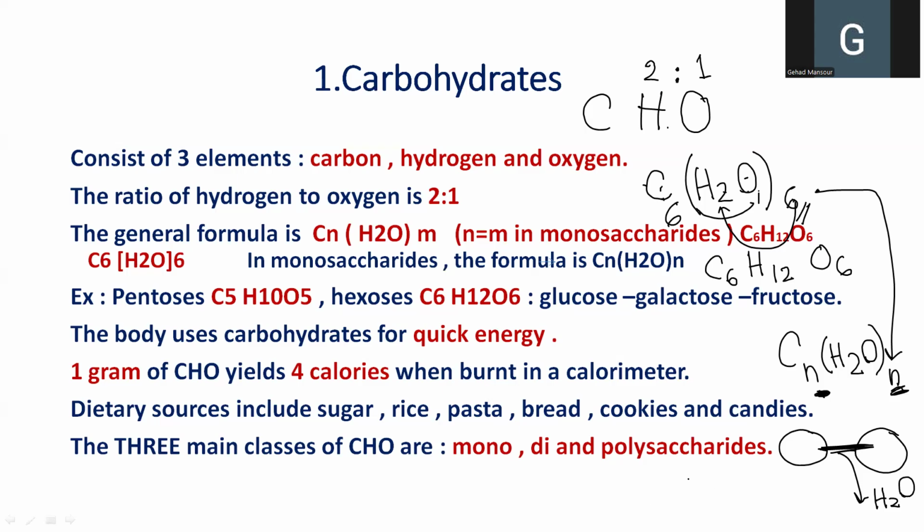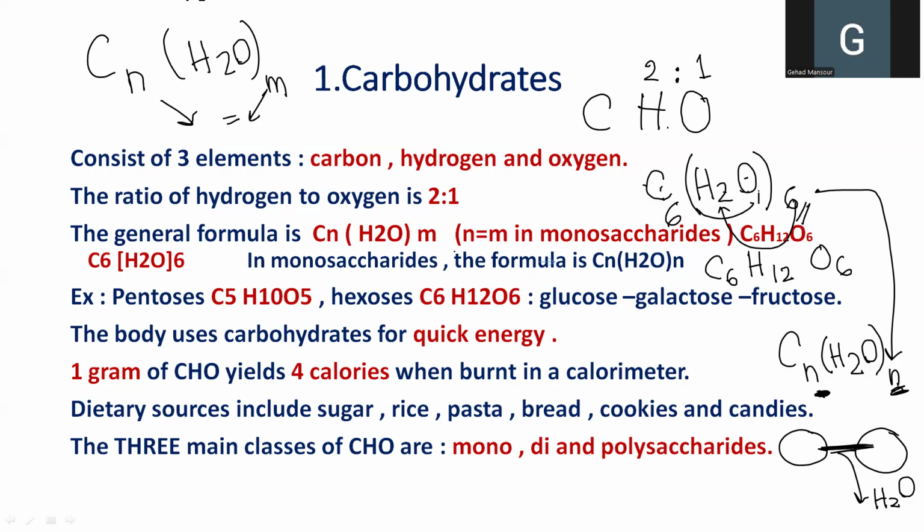We will be seeing the explanation in detail on the following slides, but at this level, we would say that the general formula for a carbohydrate would be Cn, where n denotes the number of carbon atoms, and then between brackets (H2O)m, and n would be equal to m only in the case of monosaccharides, like we have studied for glucose.